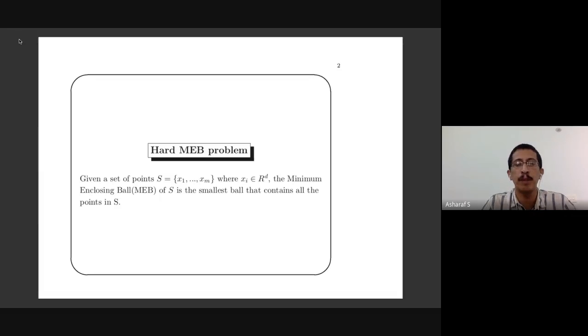The minimum enclosing ball, or MEB, of the set S is the smallest ball, you can call it the smallest sphere, that contains all the points in S. That problem is called the minimum enclosing ball problem. You are given a set of data points, and you want to find a ball which encloses all the points, everybody is inside. You want to find a ball which essentially marks the periphery, which essentially contains everybody. That problem is called an MEB problem, minimum enclosing ball problem. I hope this point is clear to you. Hard MEB problem.